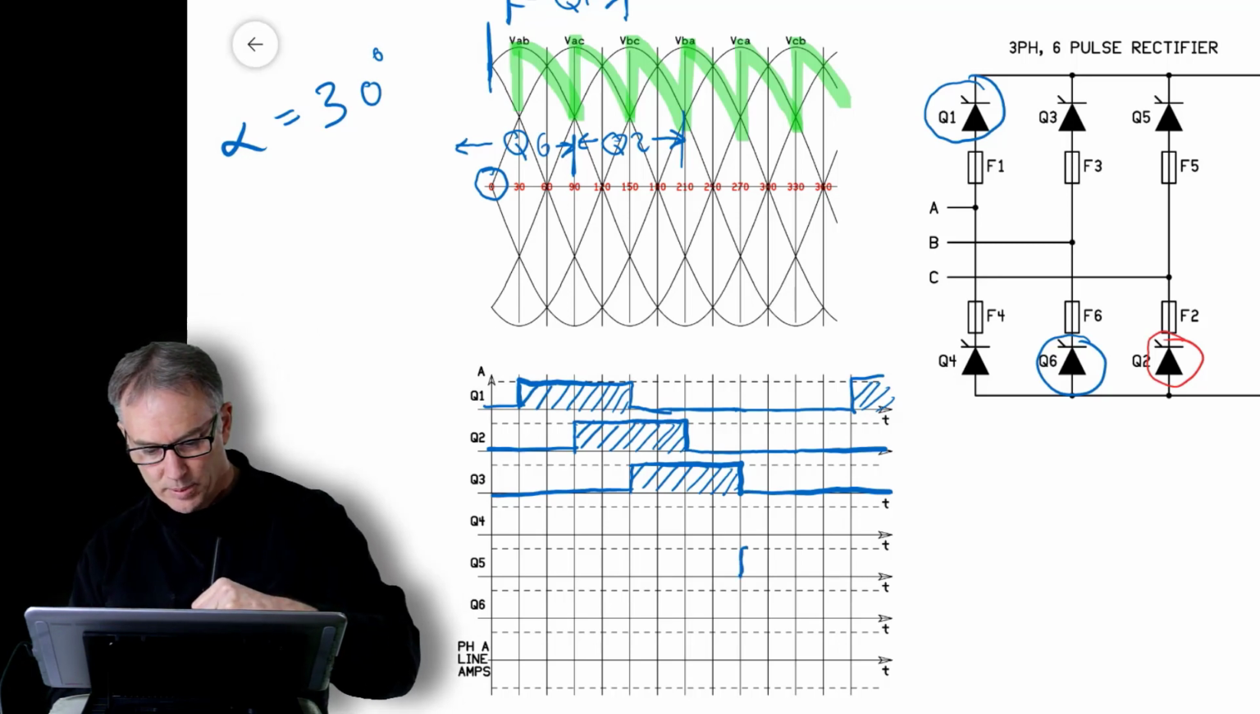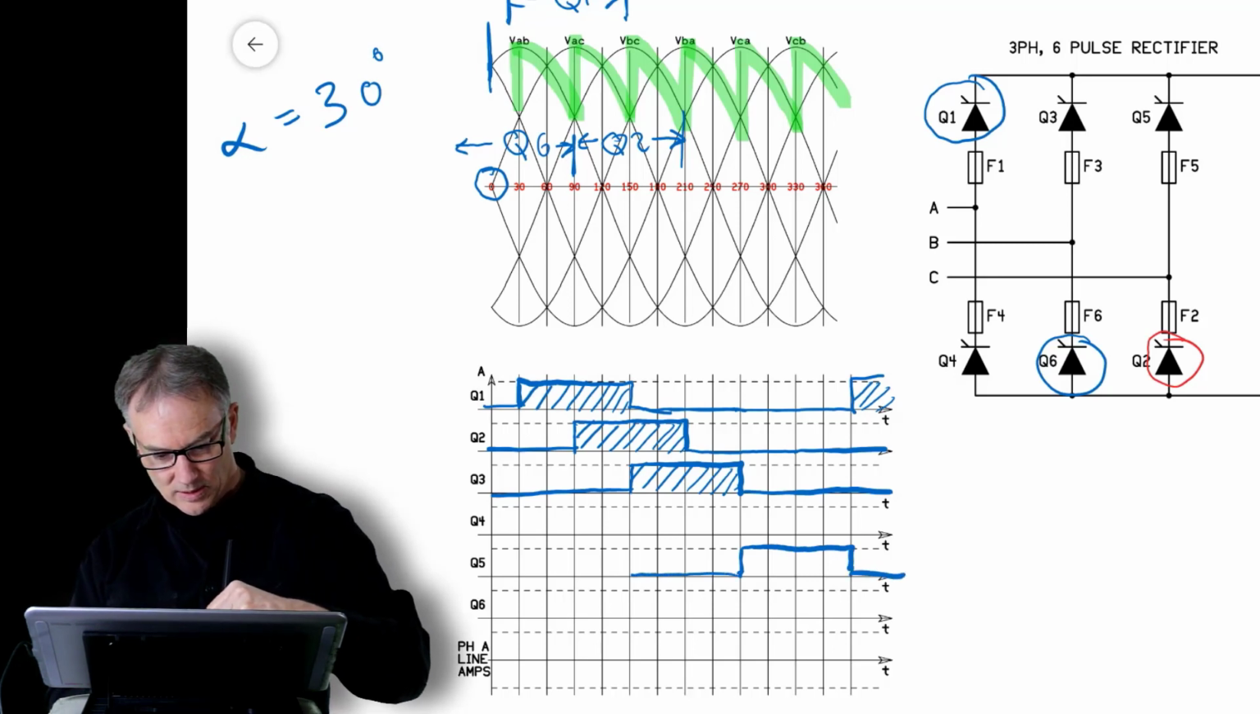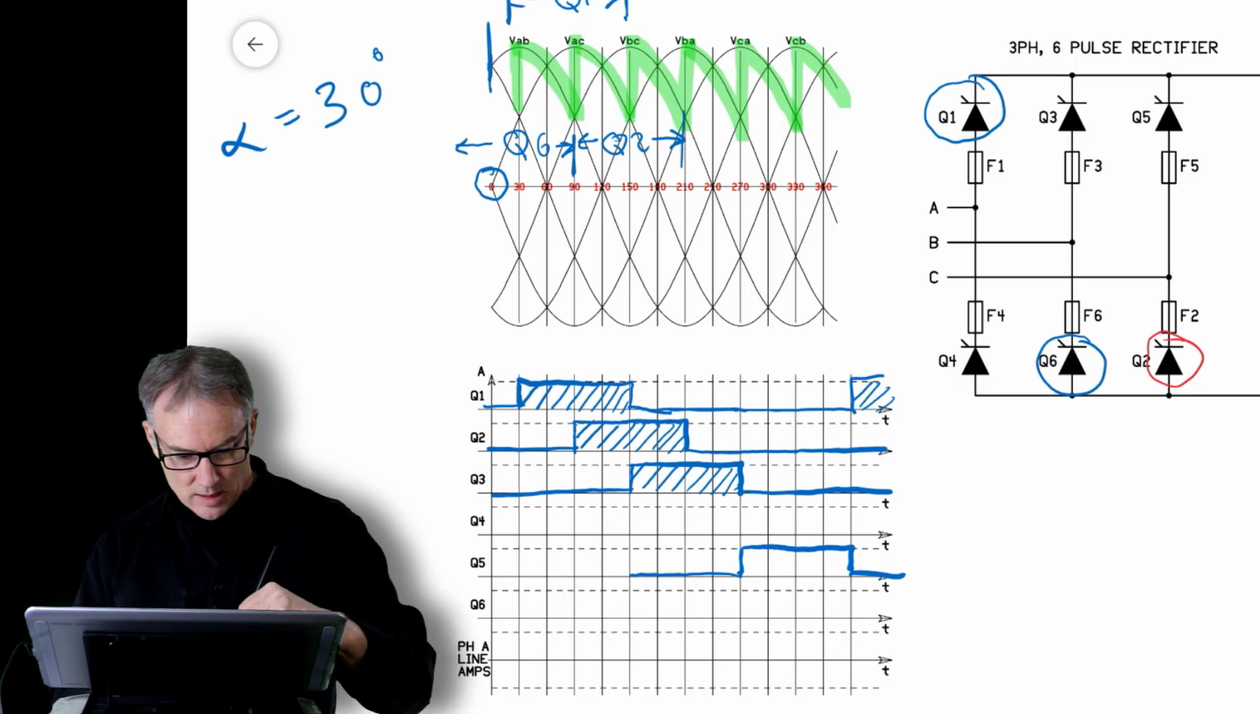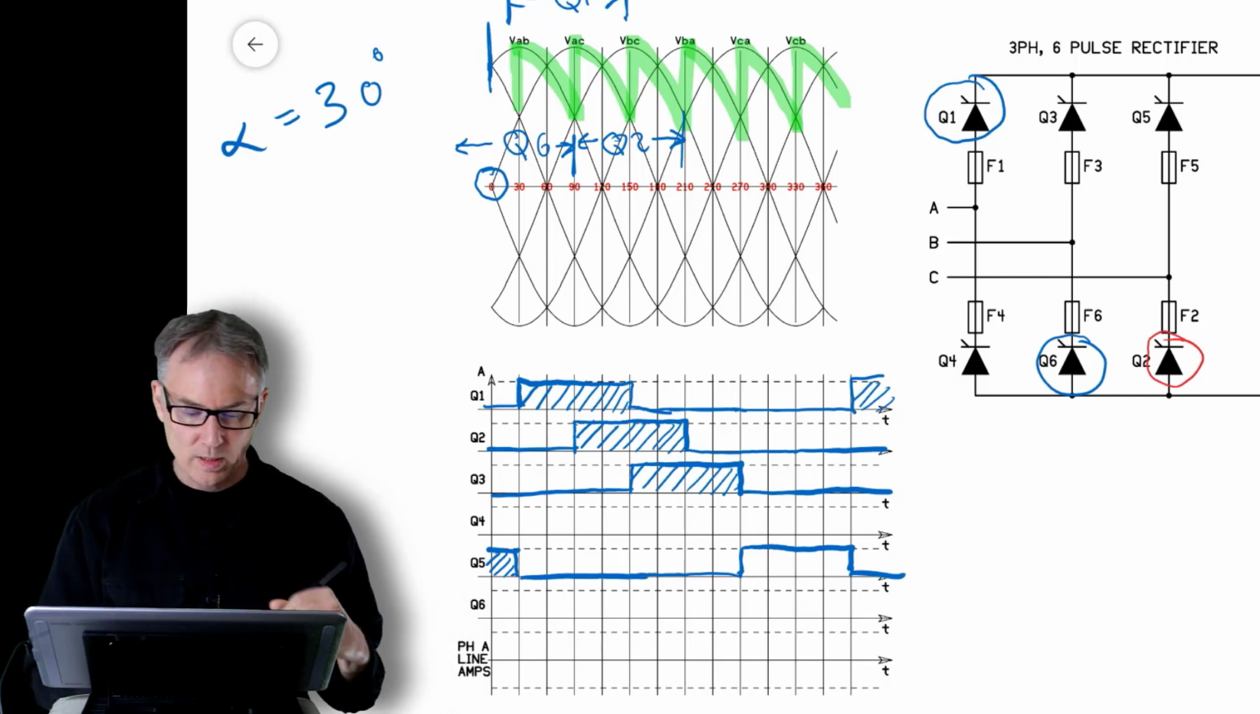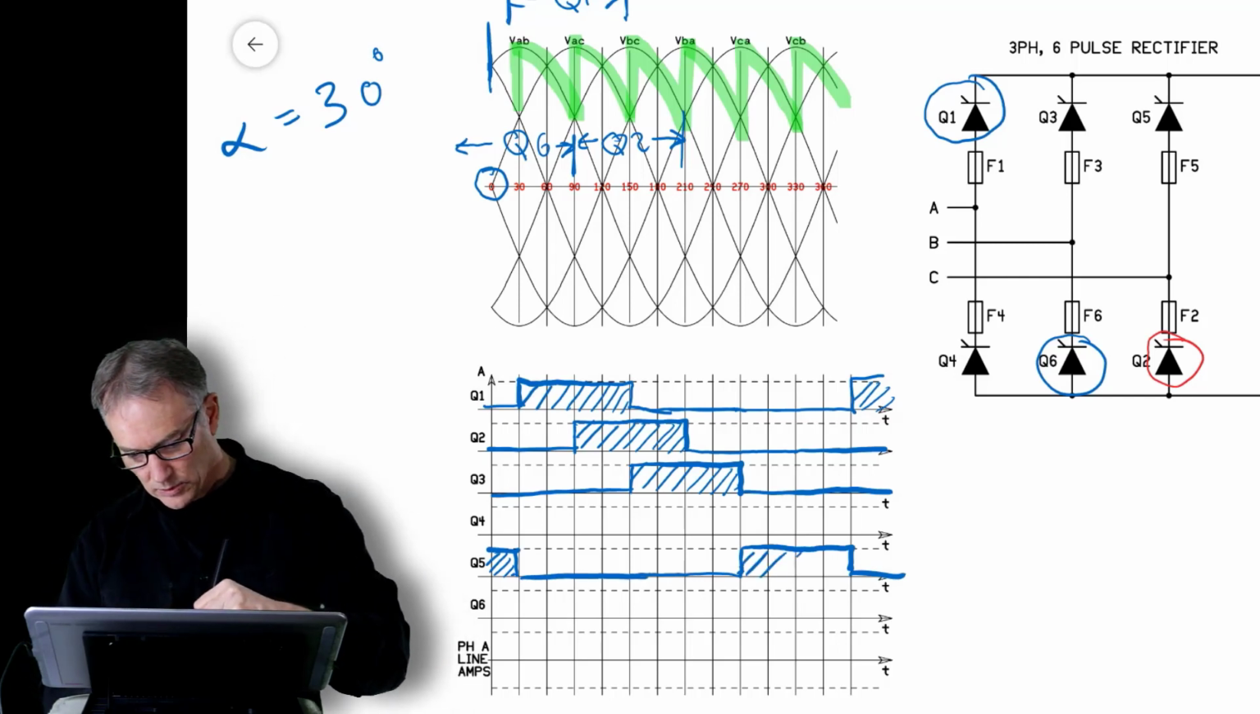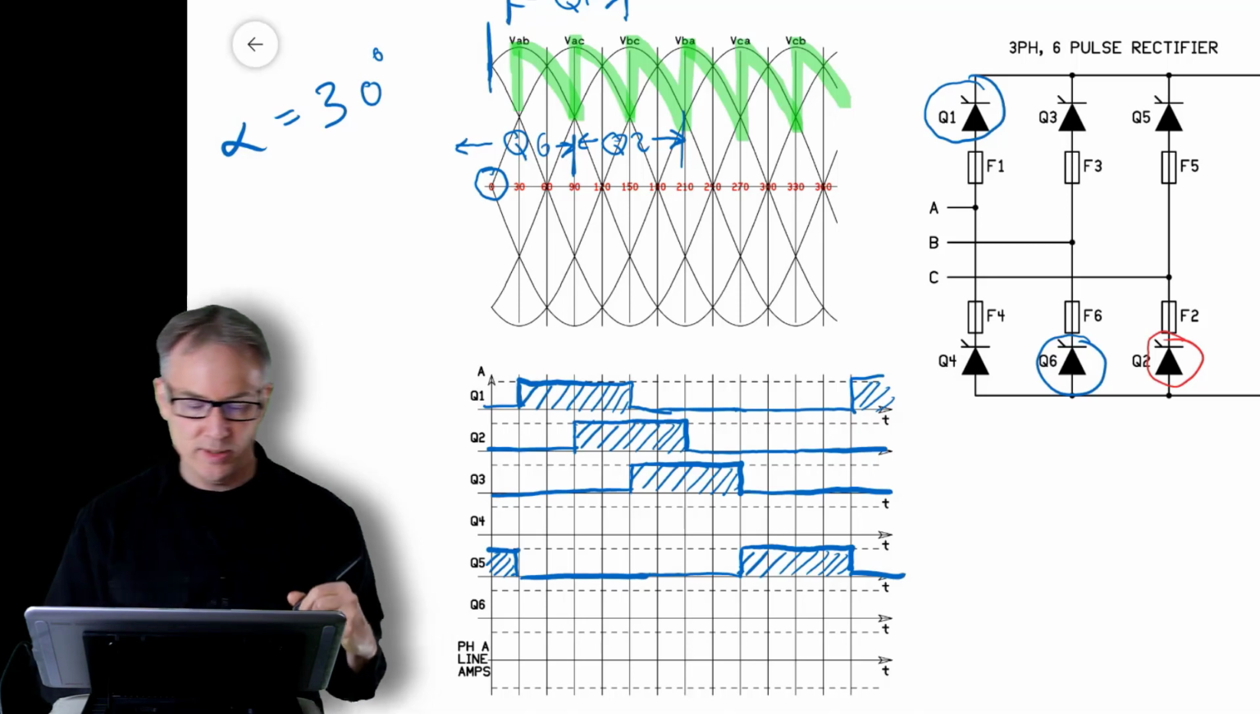So Q5 will pick up the ball after Q3, which is the phase C/S here. And move over a bit. I know it would be on at this point here as well. So that draws that one out.